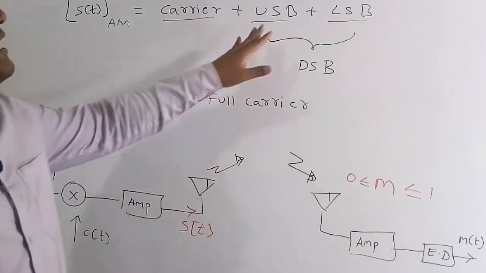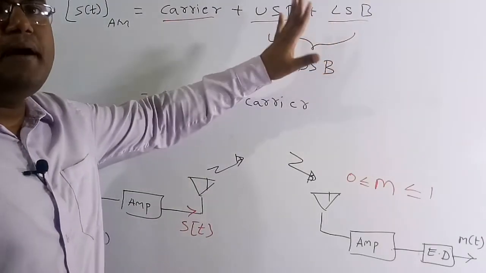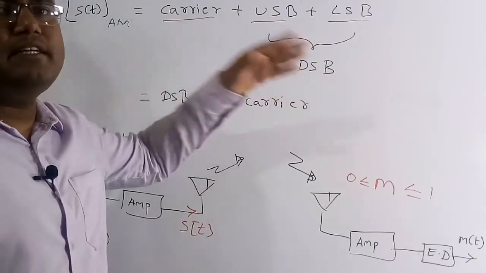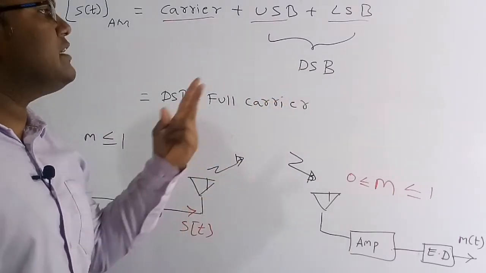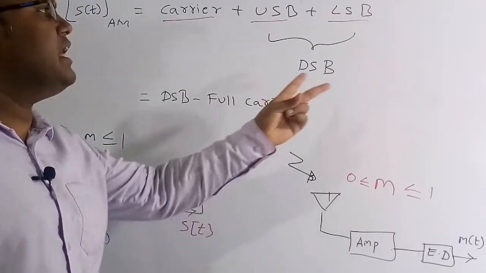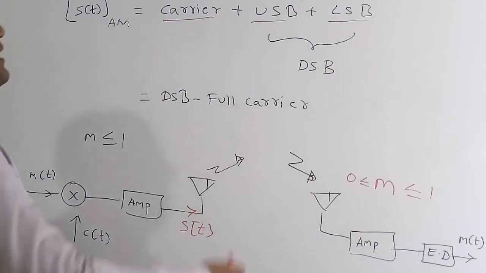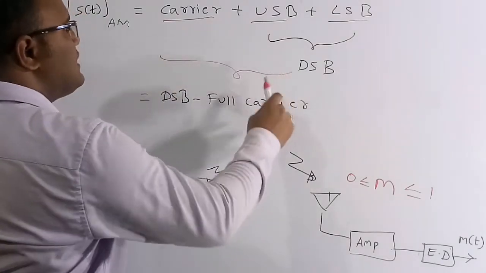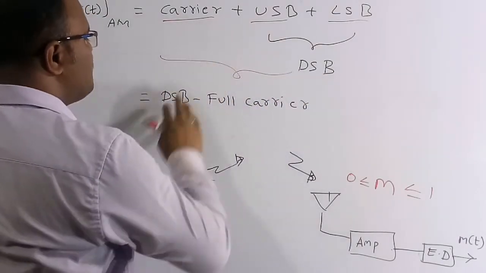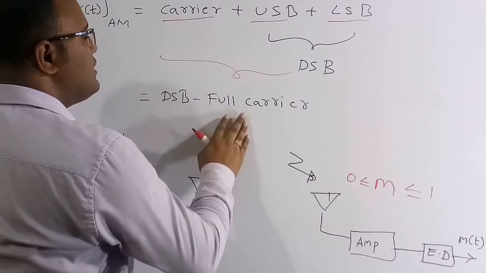So this upper sideband and the lower sideband, both combined, are called the dual sideband, meaning this equation is going to contain two terms: the upper sideband and the lower sideband. So simply, we can call it a dual sideband and a carrier. Therefore, DSB, dual sideband full carrier.